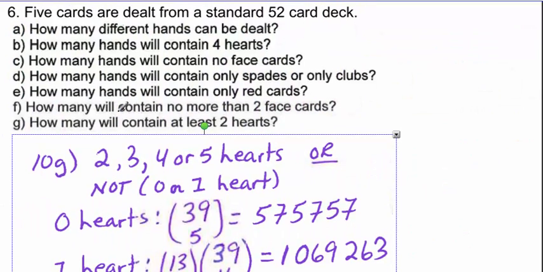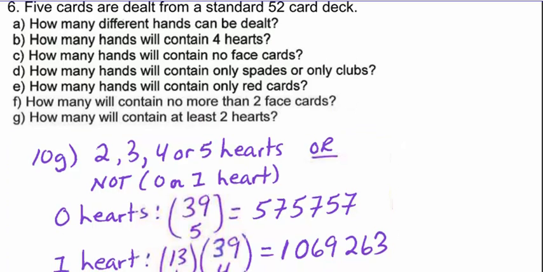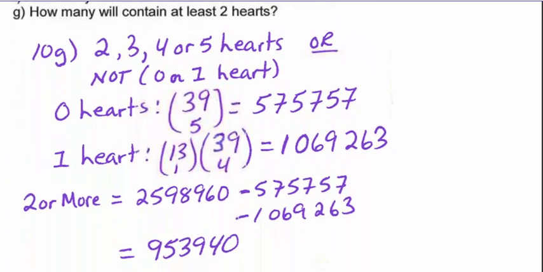G, how many will contain at least 2 hearts? So this is the final of the cards questions. I'll slide it up here. At least 2 hearts means we could have 2, 3, 4, or 5 hearts. Or again, we could look at the other possibilities. The situation we don't want is only 0 or only 1 heart. And because there are only 2 calculations there, it's probably the little bit nicer way to go about things.